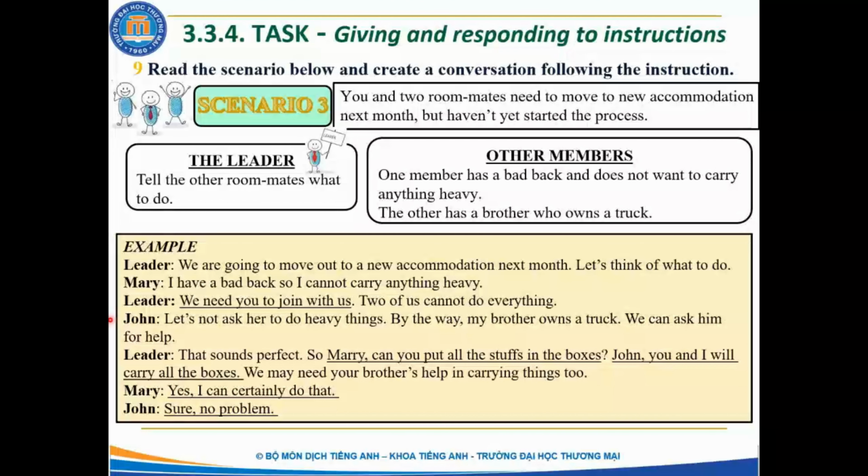So here to stand his ground, the leader said, "We need you to join with us." And he also asked Mary, "Can you put all the stuff in the boxes?" And he asked John to carry the boxes with him. And to respond to the instruction, Mary says, "Yes, I can certainly do that." And John says, "Sure, no problem."